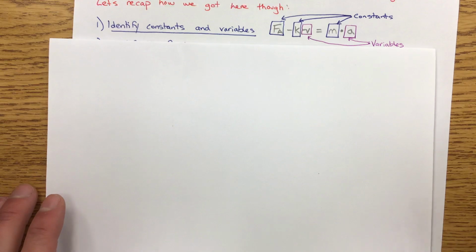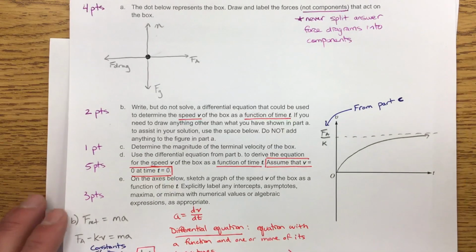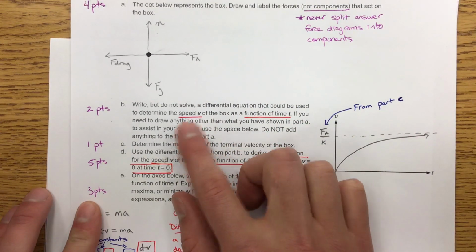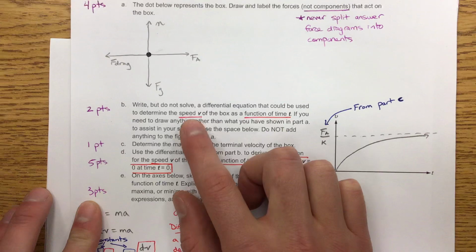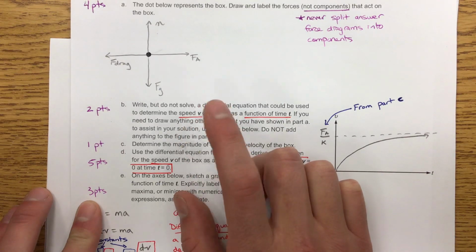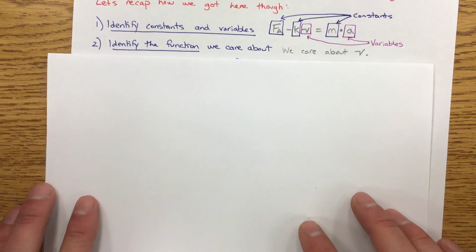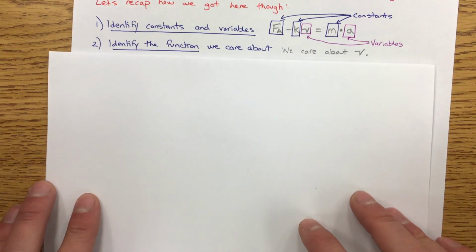All right. Now, if we refer back to our problem, it says we want to know a differential equation that can be used to determine the speed v. So that's the thing that needs to jump out at us. We want an equation for speed v. When we hear differential equation, we want to identify the function that we care about. The function that we care about, according to the problem, is v. We want to know a function for velocity.